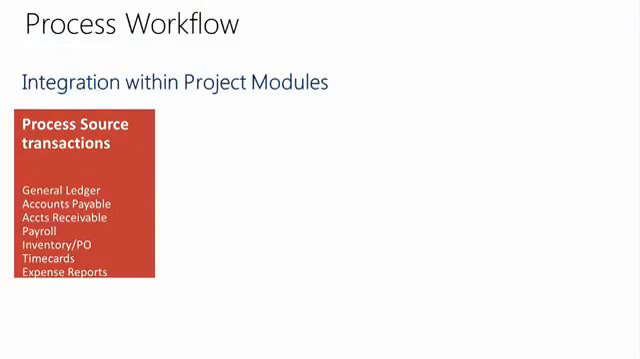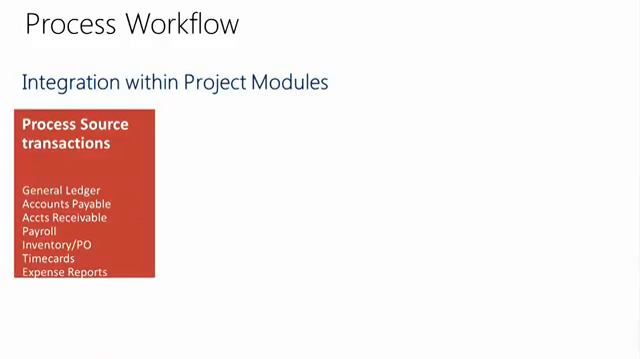When we think of projects, there are multiple things that will happen related to data coming into projects. Project Controller typically is not a module where we enter data, but it receives data from a lot of other modules. If we look here, we'll see that there is data coming from General Ledger, accounts payable, receivables, payroll, inventory and purchasing, as well as time cards and expense reports.